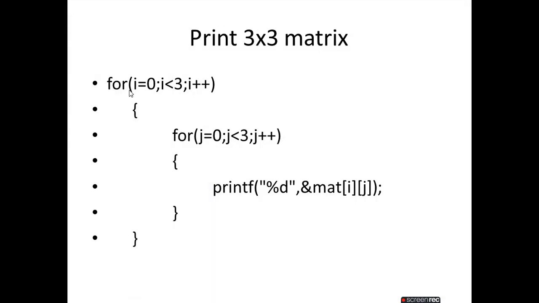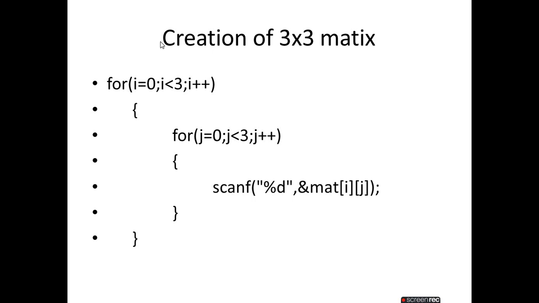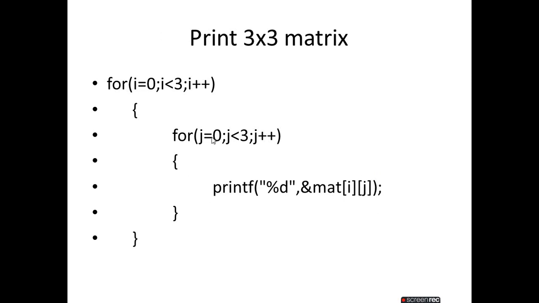Now how to print? As I already told you, the same way you take the input with the for loops, you can print. Instead of the scanf statement, you use the printf statement. That is a simple way. For printing, you use this algorithm. If you clearly observe, this is the same as the creation, meaning taking the input. The only difference is that for creation we use the scanf statement, and for print we use the printf statement.